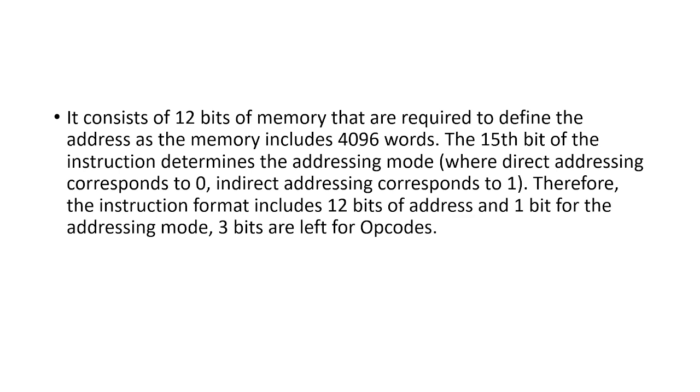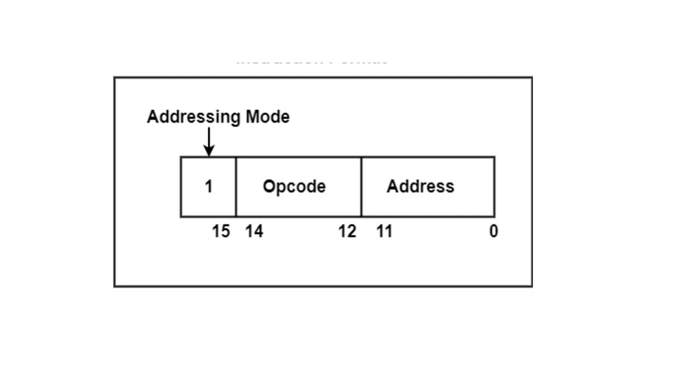It consists of 12 bits of memory that are required to define the address of the memory. It includes only 4096 words. The 15th bit of the instruction determines the addressing mode, whether it is direct or indirect addressing mode. In case of direct addressing mode, the addressing mode flag will be set to 0, otherwise it is set to 1. The instruction format includes a 12-bit address, 1 bit of addressing mode, and 3 bits of opcode. This is the basic structure for the instruction format, or how the instruction is stored in the main memory.